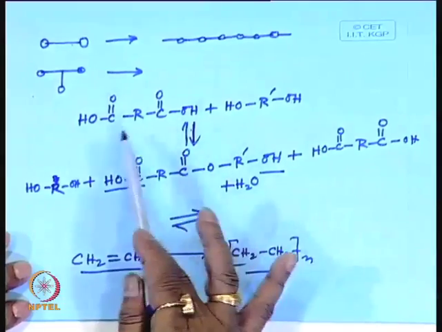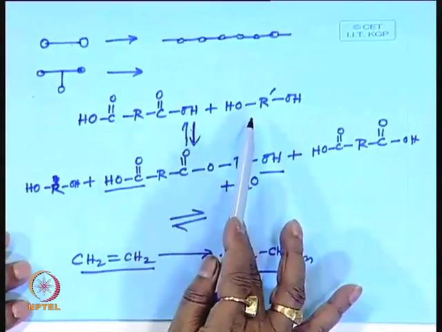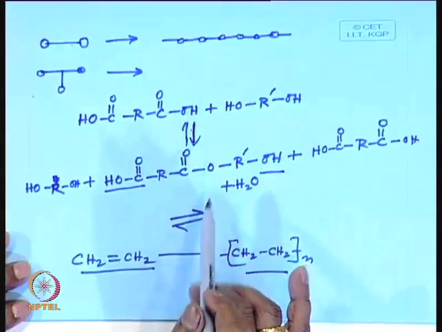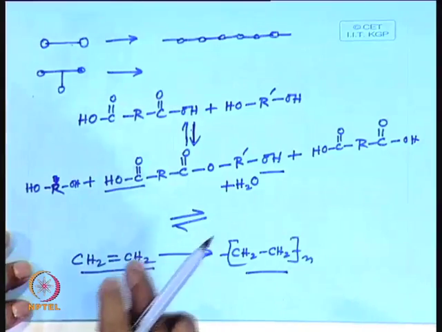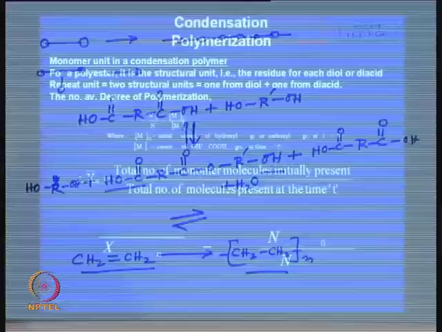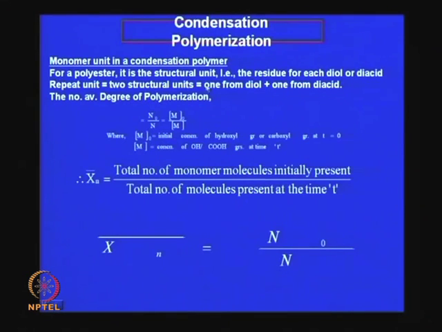Then here we are starting with these two compounds, which one we should consider as monomer? What is the formula of the monomer then? Because as per the definition of the polymer, the monomer unit has to repeat a large number of times along the polymer backbone chain. So, what is the formula of the monomer unit in the polymer in case of condensation polymer? So, for a polyester, it is the structural unit, that is the residue for each diol or diacid.